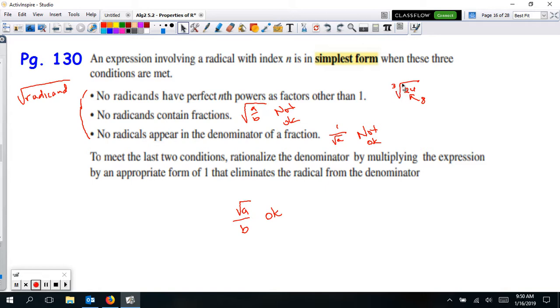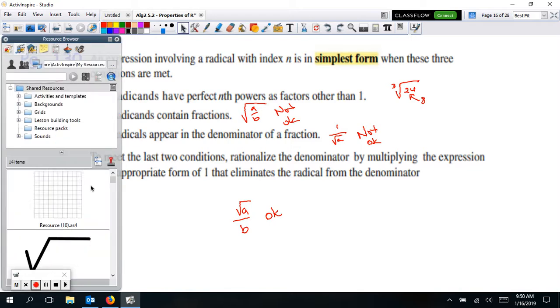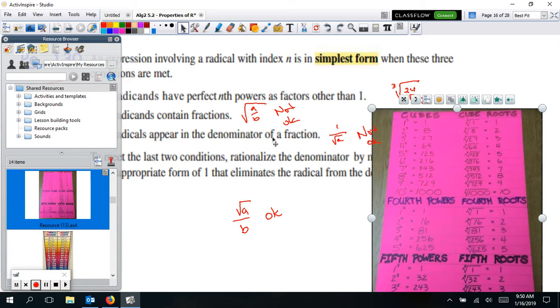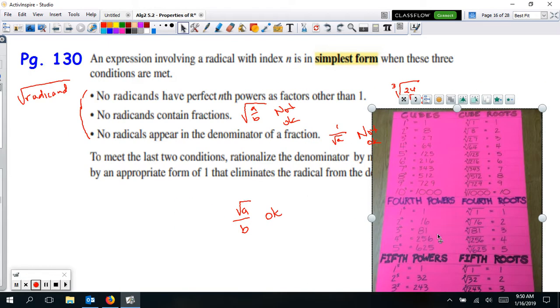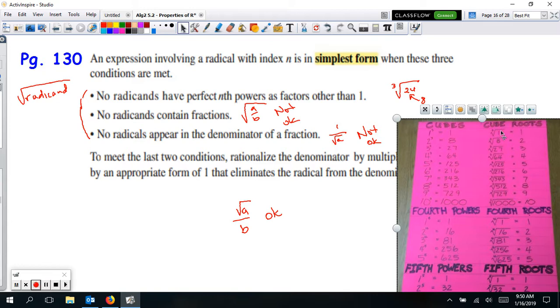You might have a cube root of 24. And is that simplified? You have to think, well, what are my perfect cubes? We can look at our pink chart here. Let me find it. There it is. This is on the board in the class. And we want to see our perfect cubes here: 1, 8, 27, 64. Those are the perfect cubes here.